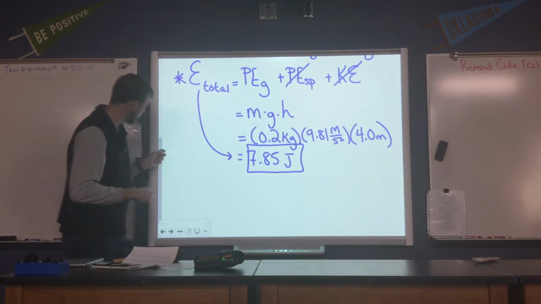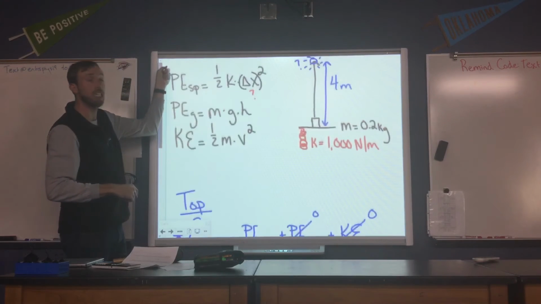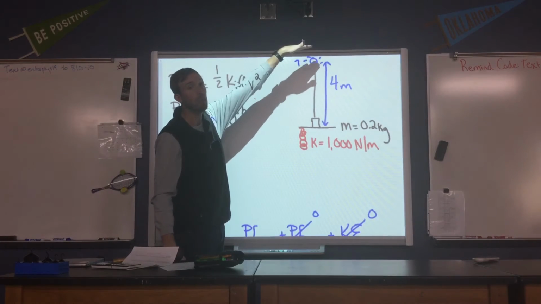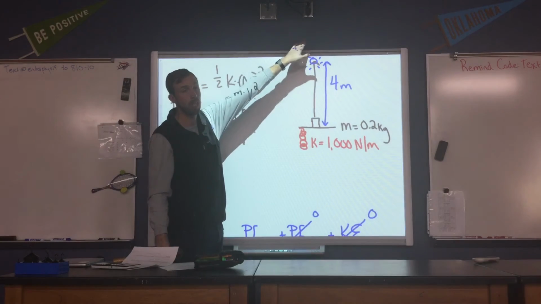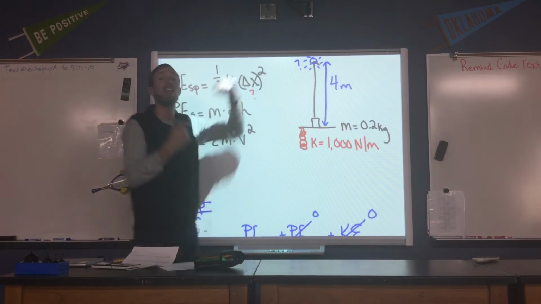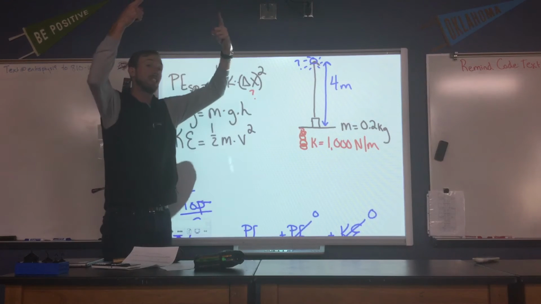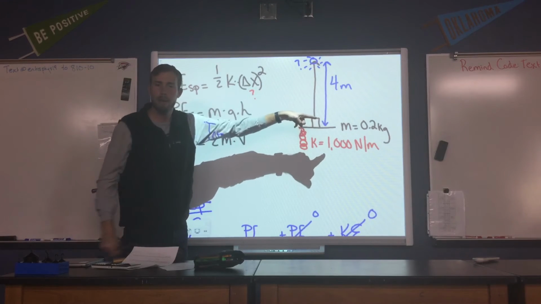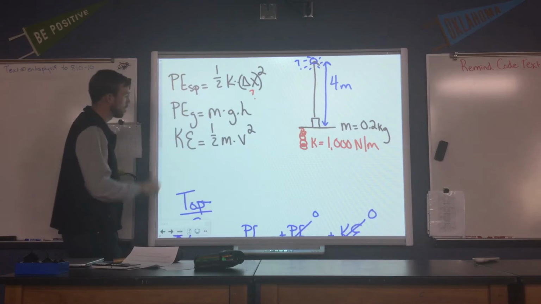And if we make the assumption that our energy is perfectly conserved here, that means the energy we start with has to equal the energy we end with. So if we end with 7.85 joules, that's how much energy the ringer needs to hit the bell, win the game. Then that means we have to start with that same amount of energy, 7.85 joules.